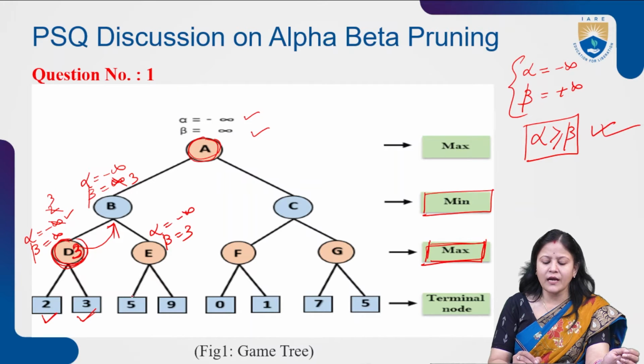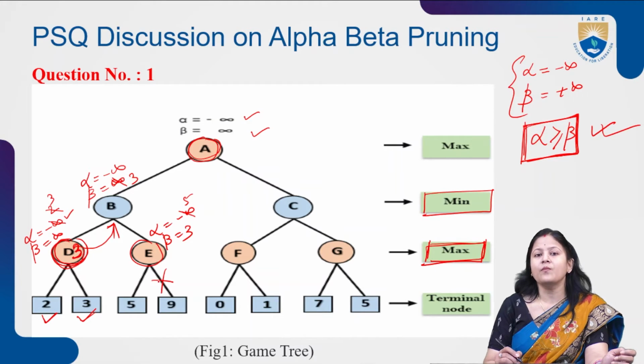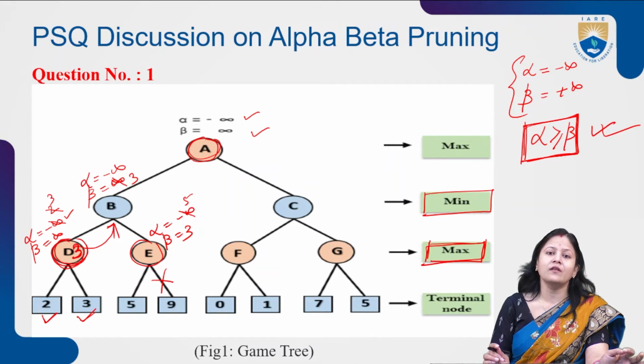So minus infinity gets compared with 5. Who is maximum? 5 is maximum, so minus infinity gets replaced with 5. Now you compare this condition. I hope it is satisfying: 5 is greater than or equal to 3. Alpha is greater than or equal to beta for the node E. Once it is satisfied, we should not explore further. So we have to remove this branch from our exploration. We will not touch that branch of E, meaning the other child of E, which is given as 9.